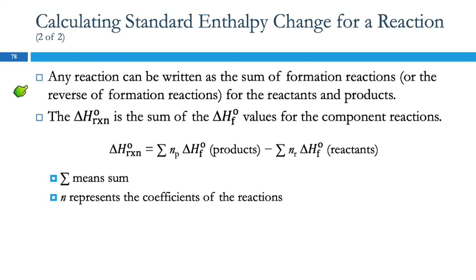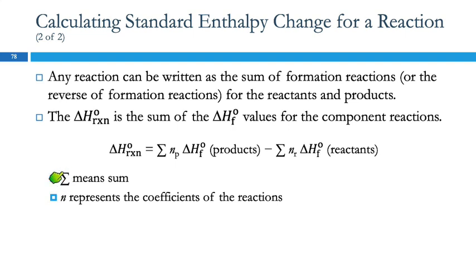We can write a reaction as the sum of formation reactions, or the sum of forward and reverse formation reactions for the reactants and products using Hess's law. But we don't actually have to write those equations out. So the heat of reaction is the sum of the heats of formation for those component reactions. So it's the sum of the products minus the sum of the reactants.